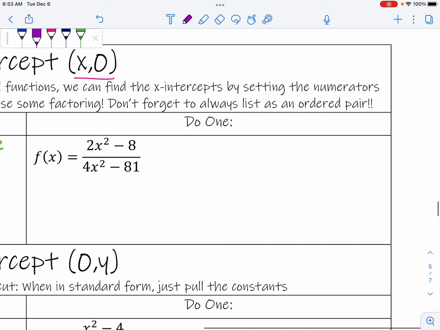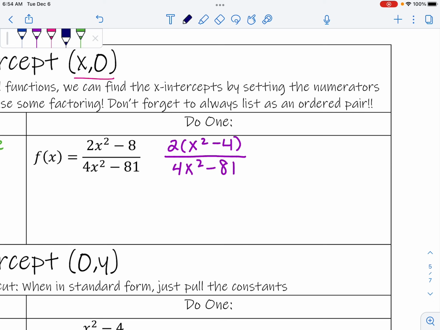For this next one, the same thing. I'm going to start by factoring out a GCF in the numerator. So I get 2(x² - 4) over 4x² - 81. Factoring with dots, the difference of two squares in the numerator, I get 2 times, just bringing down that GCF, the x² - 4 factors to (x + 2)(x - 2).